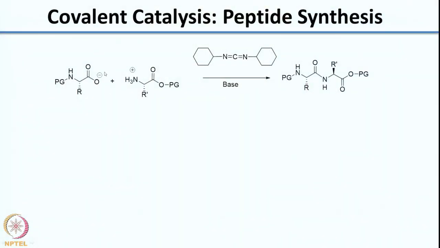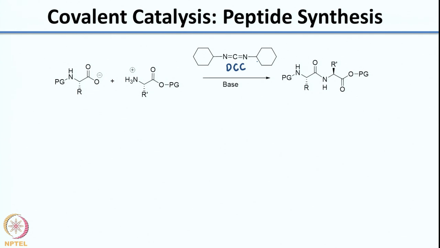So, imagine putting things together using Lego or blocks. What we are ensuring is that only these two blocks can fit together. All right. The other sides of the block are capped, or protected using a protecting group. So, the reagent which is used to catalyze this reaction, called a coupling reagent or an acid activator, is the reagent shown here. You might have heard it as DCC. So, it's dicyclohexyl carbodiimide and a base to give you the product.